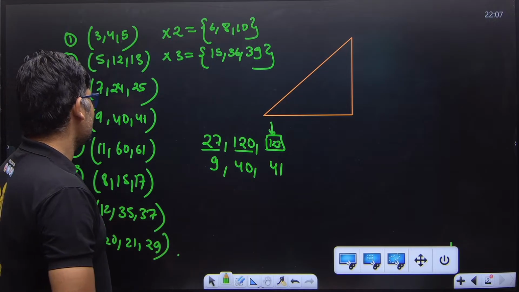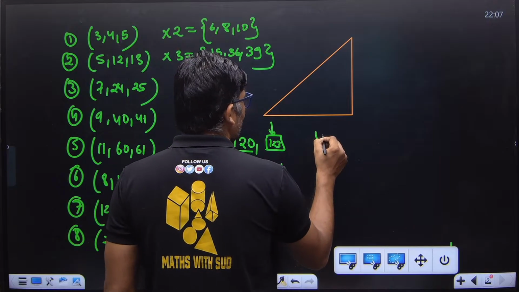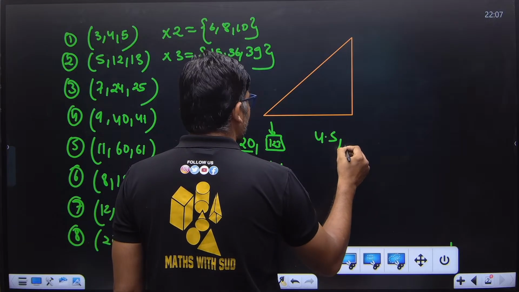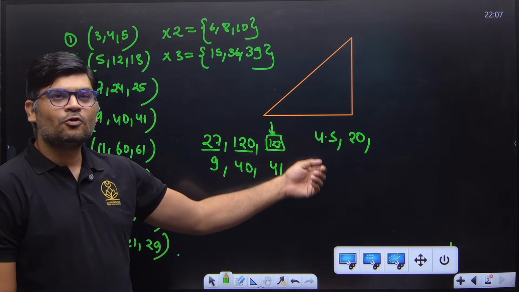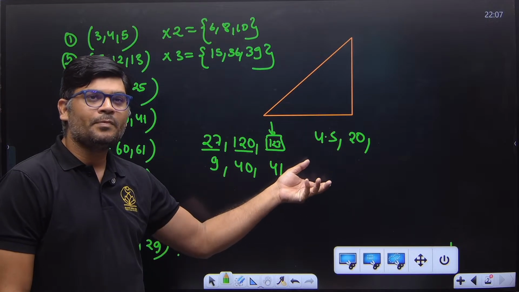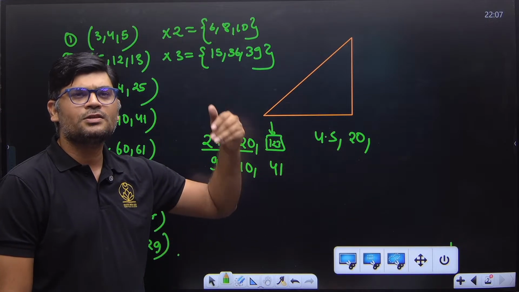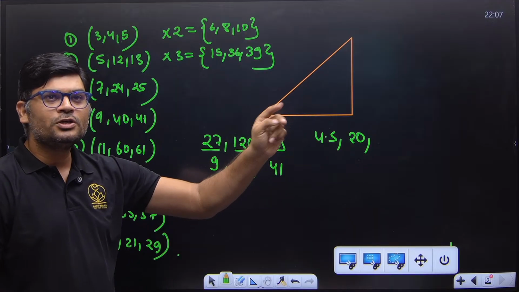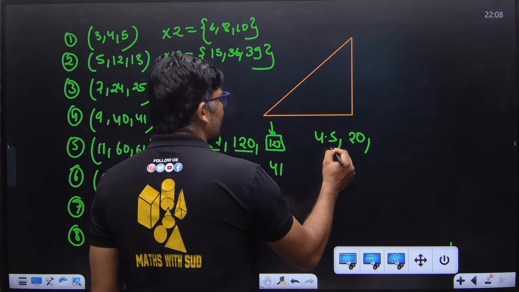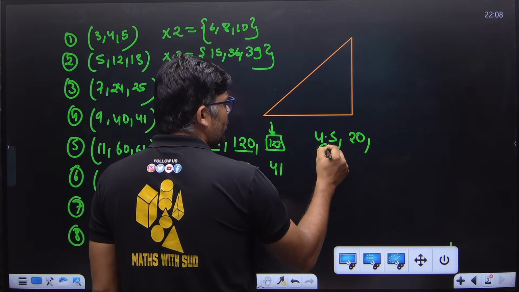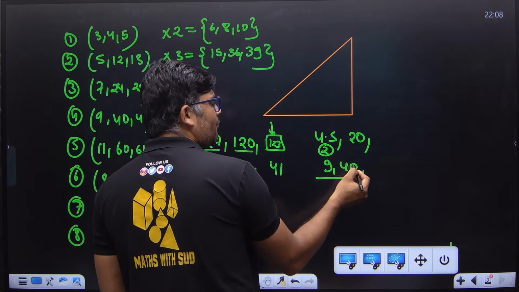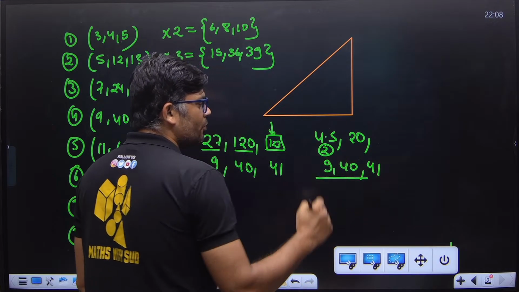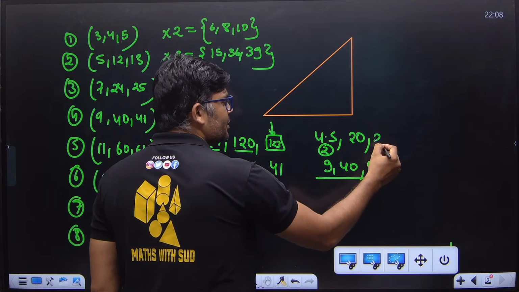Sometimes you will see a number where one of the sides is going to be 4.5 and another side is going to be 20. So rather than finding the square of 4.5 and 20, adding them and then finding the square root, which requires 4 steps, in 2 steps you can find it. If you multiply by 2 to make it a whole number, this will become 9, this will become 40. So you remember, okay, 9, 40 and 41. So this is going to be half of 41, which is 20.5.